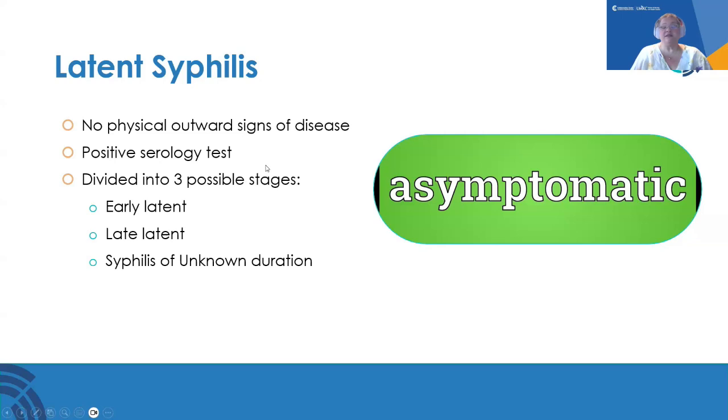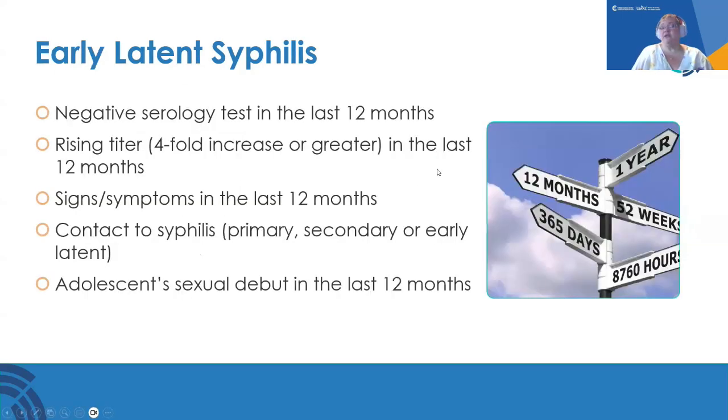With latent, there's no signs of illness. So there's no chancre, there's no rash. The way to determine if it's early is that you have some way of knowing that they got this infection within the last year. You're going to see me do this with my hands. Every time I do this, I want you to be thinking about a 1 year time frame.